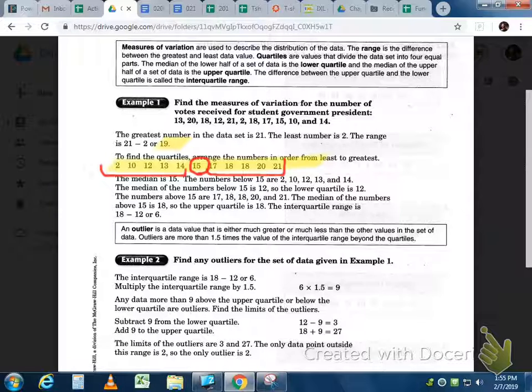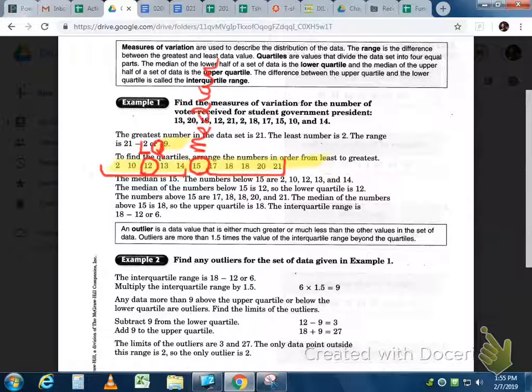So then what they do is they look at this lower half and they've got 2, 10, 12, 13, 14. They just look at those 5. What's the median of those 5, Liam? 12. 12, okay? So that is called my LQ, the lower quartile. The 15, I guess I should have written in there, the 15 was the median. It splits the set in 2. The lower half, they find the median of it, lower quartile.